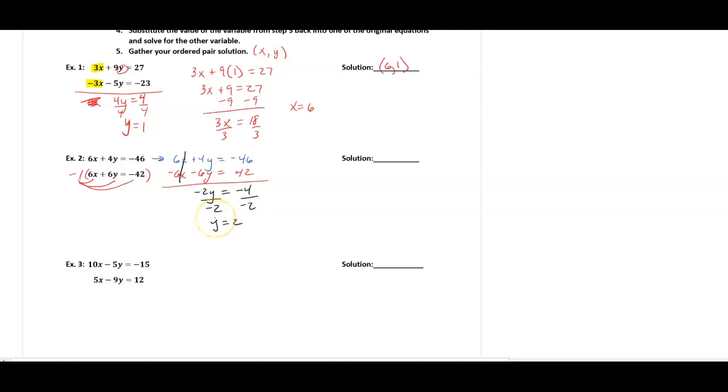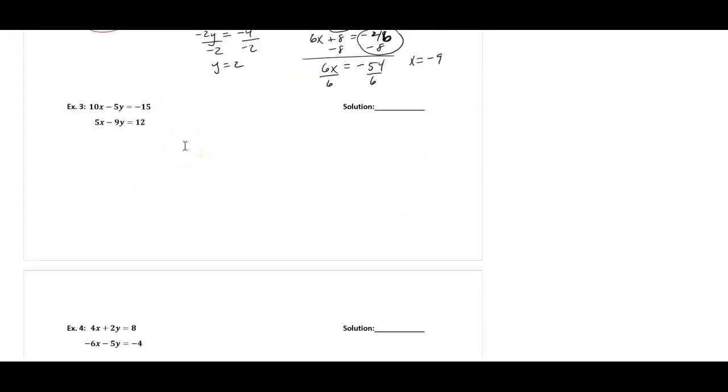Once I have y, I take that value and plug it back into one of the original equations. So 6x plus 4 times 2 equals negative 46. Solve for x now. 4 times 2 is 8. Now, subtract 8 from both sides. It gives you 6x equals negative 46 minus 8, which is negative 54. Divide by 6, and you get x is negative 9. Ordered pair solution, negative 9, 2.